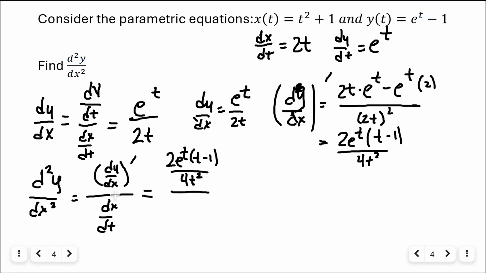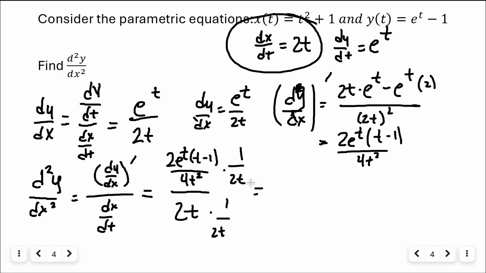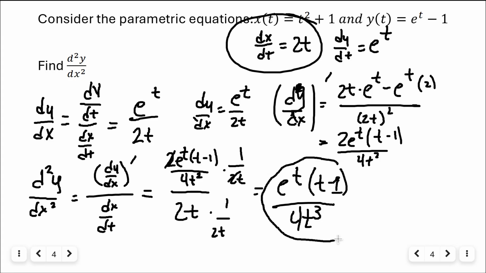And then I'm going to divide that by dx/dt. dx/dt is just 2t. So I'm going to put 2t in the denominator here, and now I'll multiply by 1 over 2t. So I can cancel out the 2's if I want. And that's going to give me e to the t times (t minus 1) over 4t cubed. And that is the second derivative of y with respect to x, written in terms of t. Okay? So it's a little tricky because you're dividing by that correction factor of dx/dt at the end. All right, we'll try one more here.